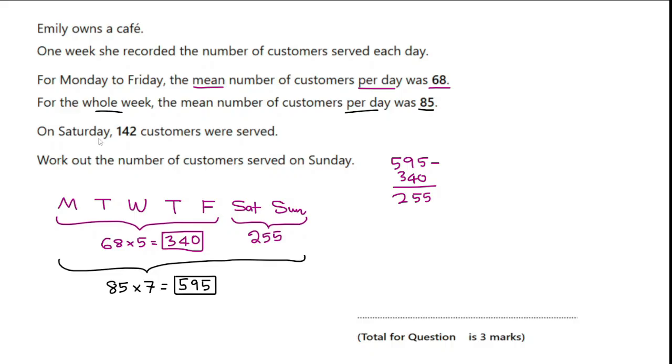Now, on Saturday, we know it's 142. So that's 142. What about the number of customers served on Sunday? So that's very easy. It's 255 take away 142. Final answer 113.